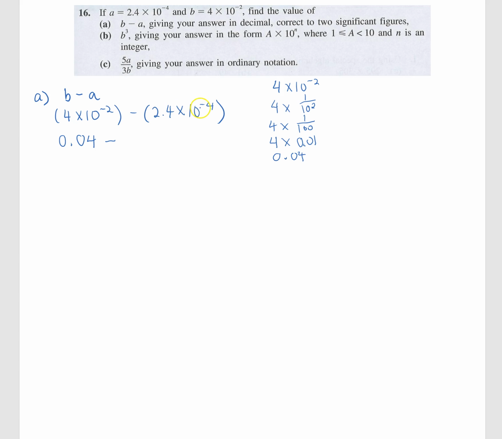We have 2.4 times 10 to the power of negative 4. It's a negative number, so we're moving the decimal to the left. In this case, we're moving it 4 spaces. So that is going to end up being 0.00024. So you can see from 2.4, we've moved it 1, 2, 3, 4 places to the left. Okay, so now that we have these decimals, we can subtract like normal.